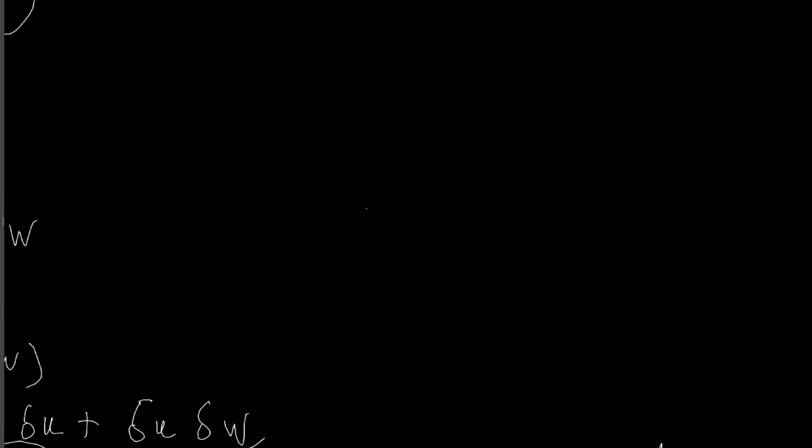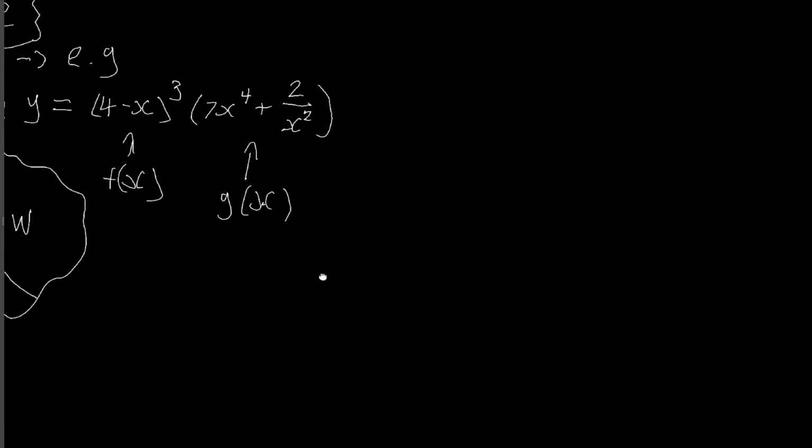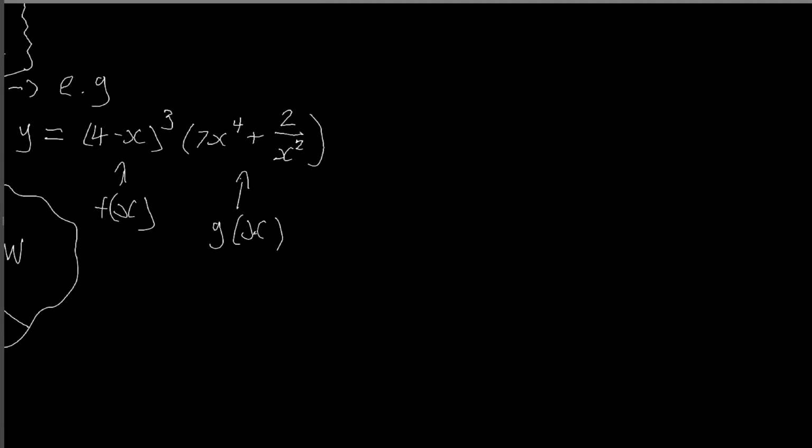Now I would like to do an example, and for this example I would like to consider the original function that we were looking at the beginning of the video. y is equal to (4 minus x) cubed times (7x to the power of 4 plus 2 over x squared). We're going to apply the product rule here to find y prime, or dy over dx. So y prime is going to be equal to the derivative of one function multiplied by the other function.